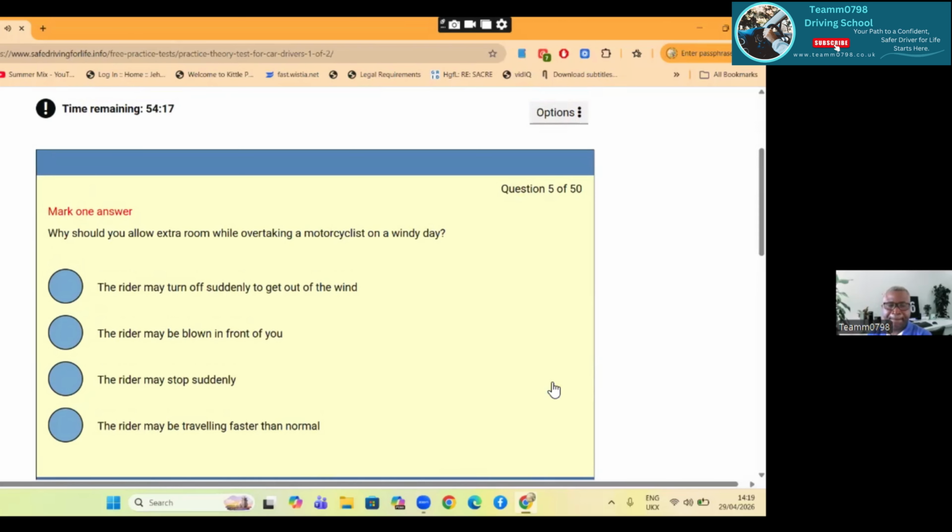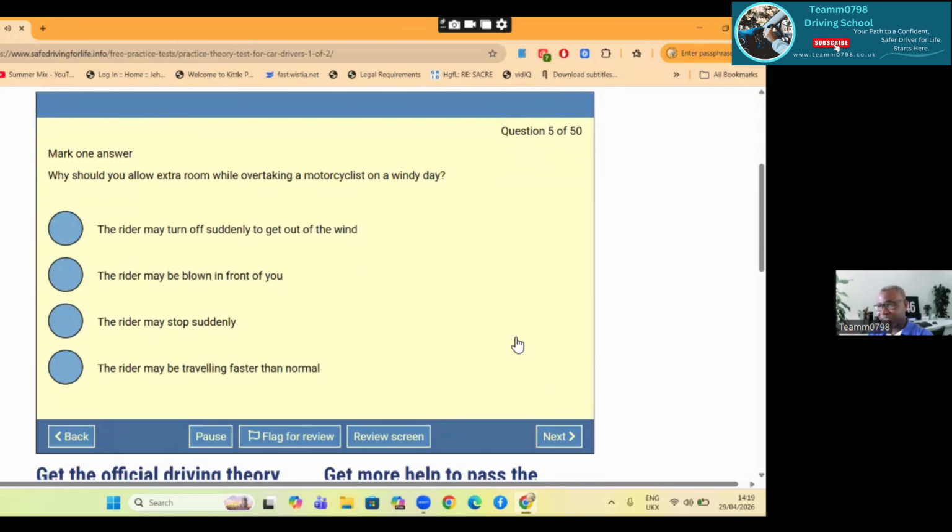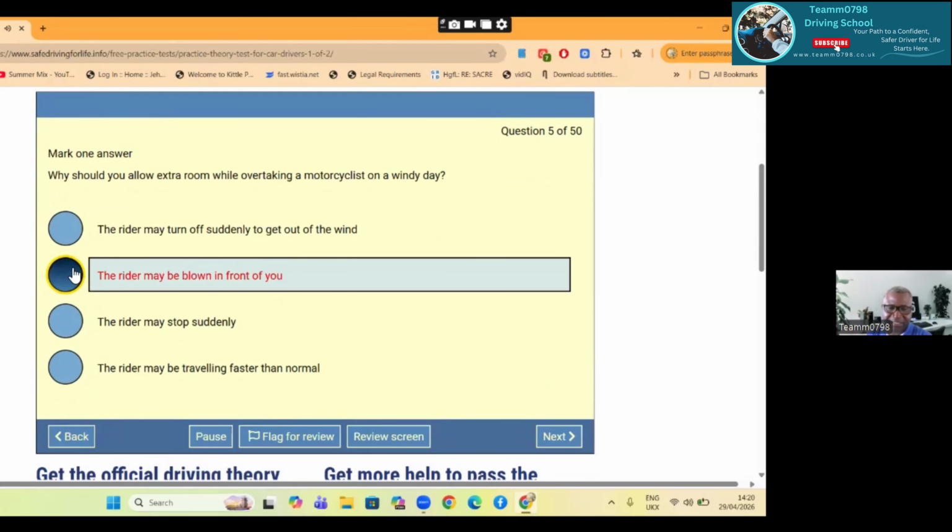Mark one answer. Why should you allow extra room while overtaking a motorcyclist on a windy day? Okay, so on a windy day, what could happen? Sometimes a rider could be blown off course. Yeah, so that's the main reason. The rider may turn off suddenly to get out of the wind? That's not correct. The rider may be blown in front of you. That's the correct answer.